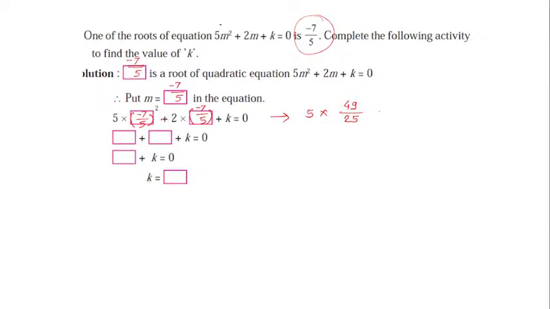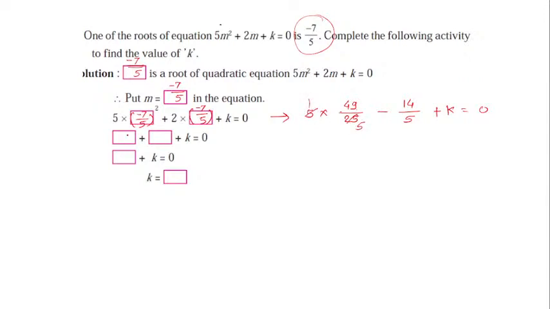Now here, plus. The first number is 2, which is positive, and minus 7 by 5 is negative, so the product must be negative. So we have 7 into 2, that's 14, divided by 5, plus k is equal to 0. Now if we divide by 5, we get 5 5s are 25.